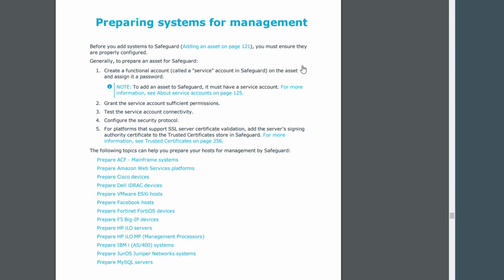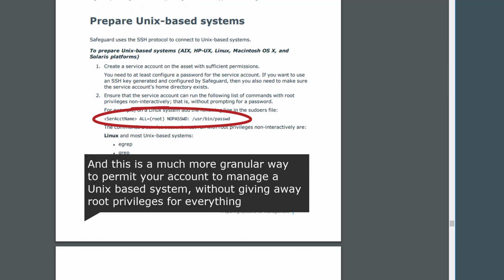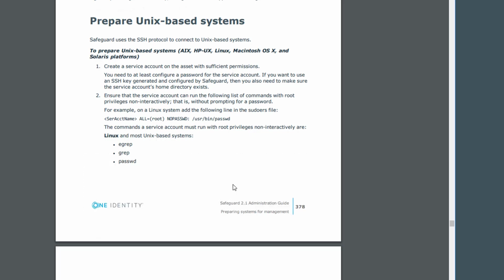If you click on that, it talks about Unix-based systems. And if you switch to that paragraph here, you're going to see what you should have done before trying to define that asset in safeguard. This is the prerequisite task that you have to do to prepare that Unix system to be ready to be managed by safeguard. And here it talks about the usual stuff. So create the service account as the first step, and then ensure that the service account has access to the files or has access to the commands it needs to execute.